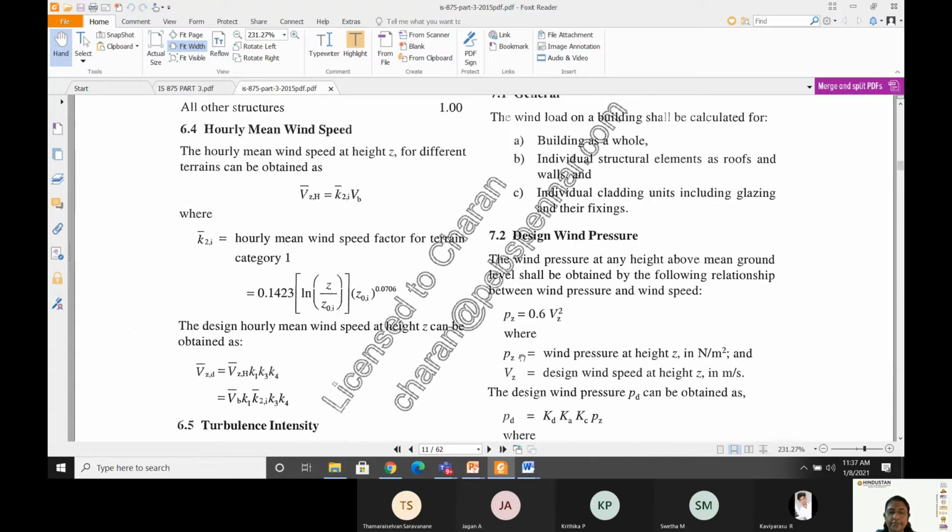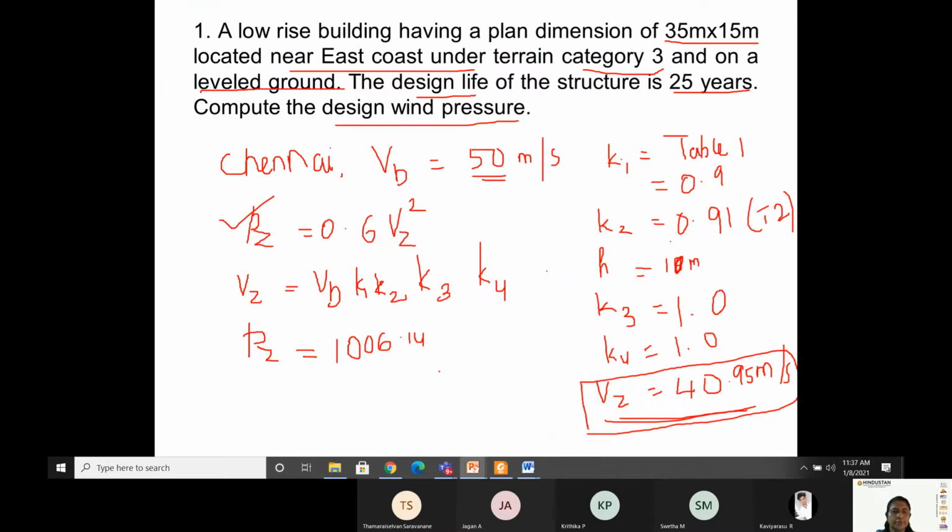So finally the Pz unit is Newton per meter square. So this is 1006.14 Newton per meter square. Okay, so the wind pressure is 1006.14 Newton per meter square. Is this much clear to you? This is the basic calculation for any wind load calculation.